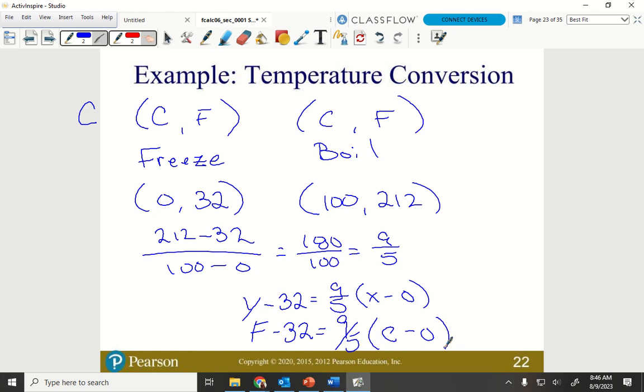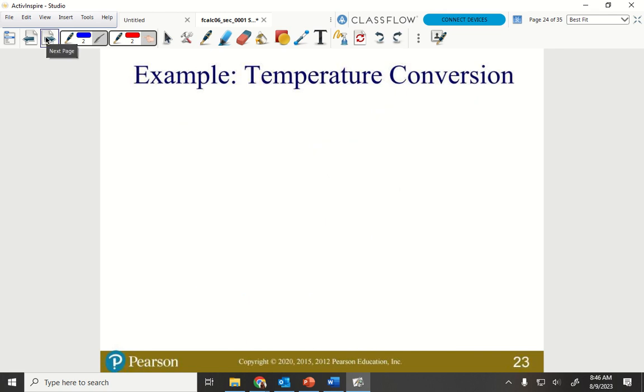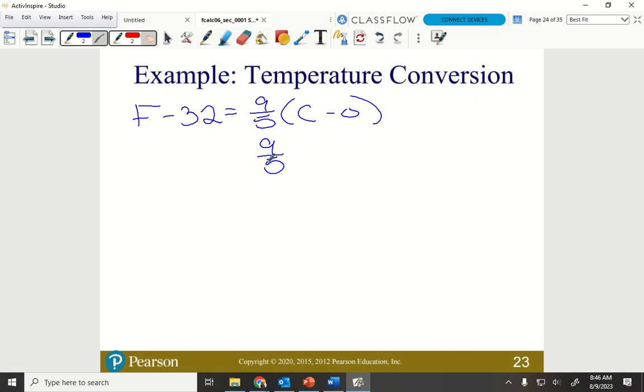Okay, now I'm going to simplify it out a little bit. I'm going to turn it into slope intercept. Slope intercept, I'm going to distribute this. So that's going to be 9 over 5 C. And if I distribute it here, what's going to happen? Anything times 0 is 0, right? That's why 0 is a nice number. And then add 32 to both sides.